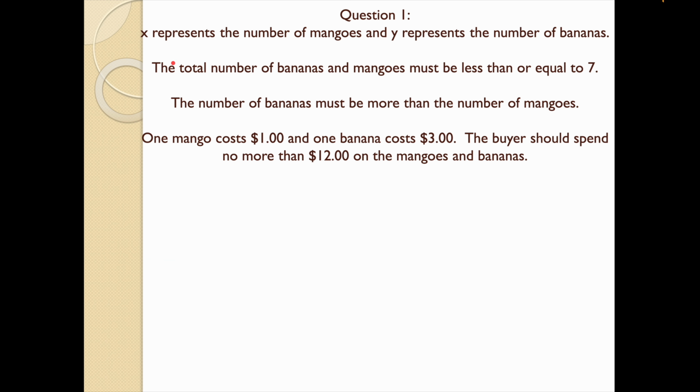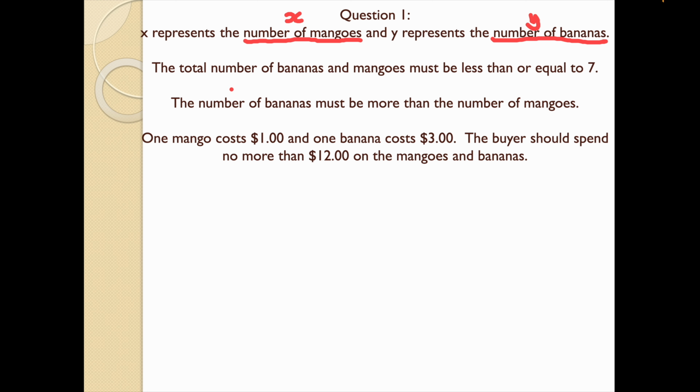Looking at this one here, it says X represents the number of mangoes. So over the number of mangoes, I'm going to put X. Whenever I see number of mangoes, what comes to mind should be what? X. Excellent. And Y represents the number of bananas. Anytime I see number of bananas or any reference to bananas, what should I think of? Y. Excellent.